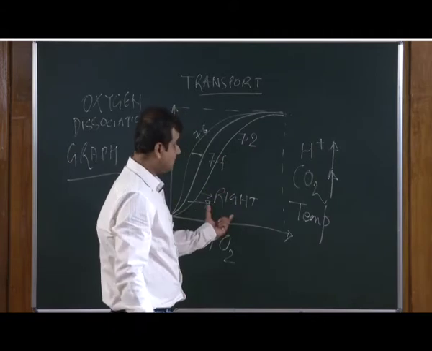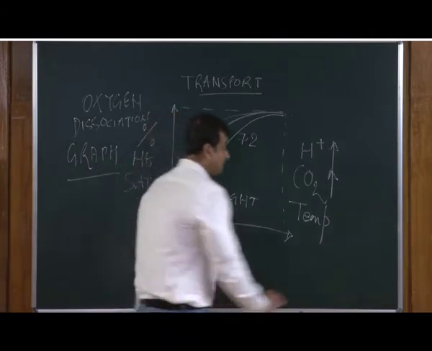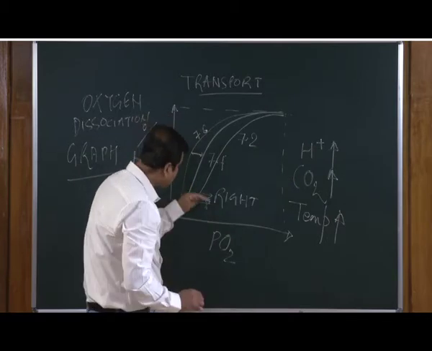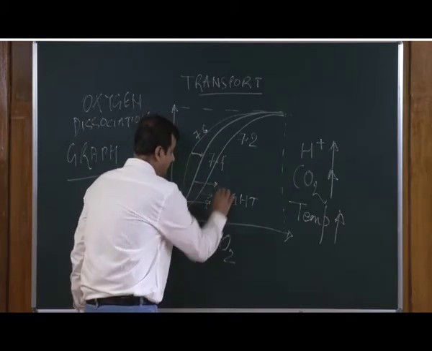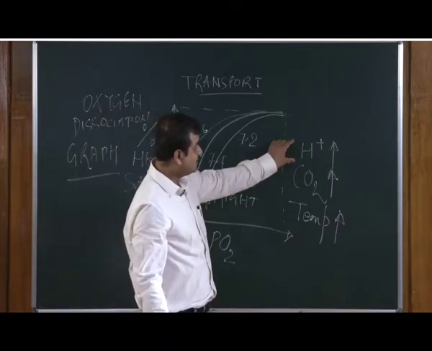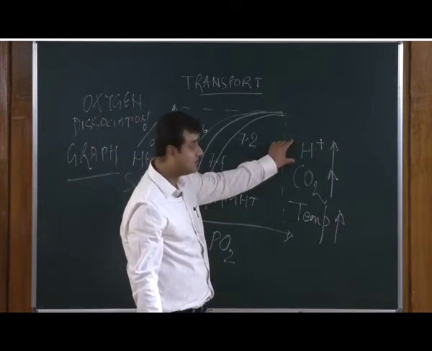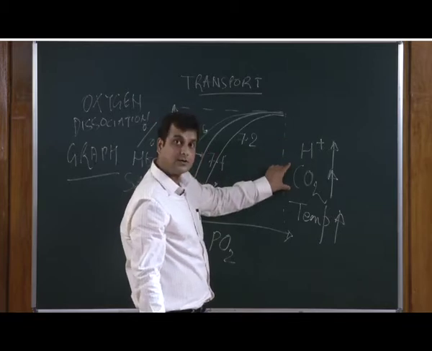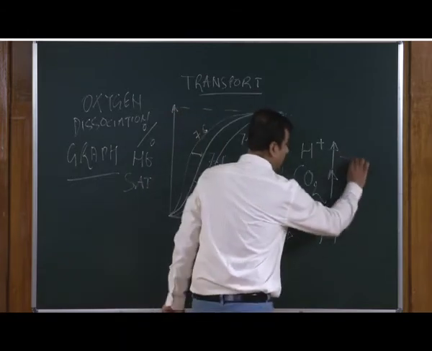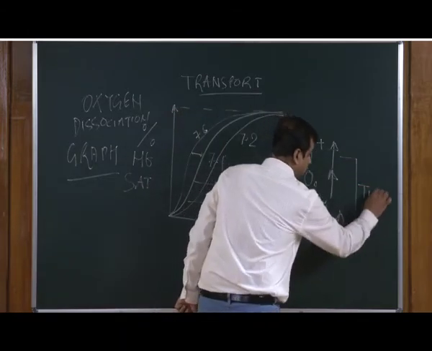So, temperature also plays a very important role. If the temperature is very high, then the whole graph is shifted towards the right side. This right shifting phenomenon is very common when we have a high concentration of H plus, that means acidic pH, if we have more CO2 concentration and more temperature.